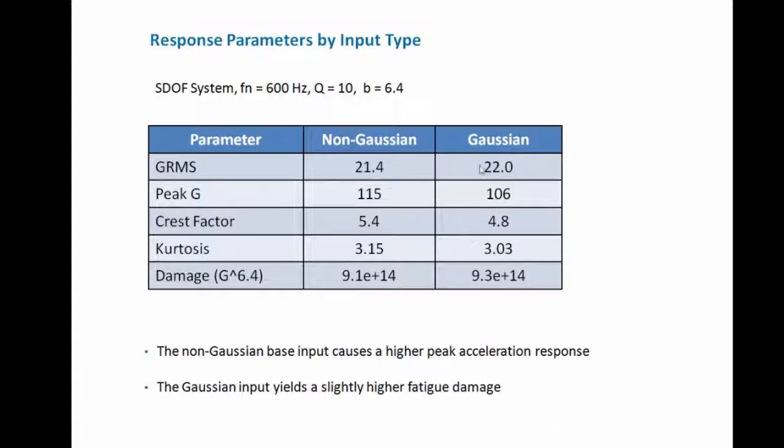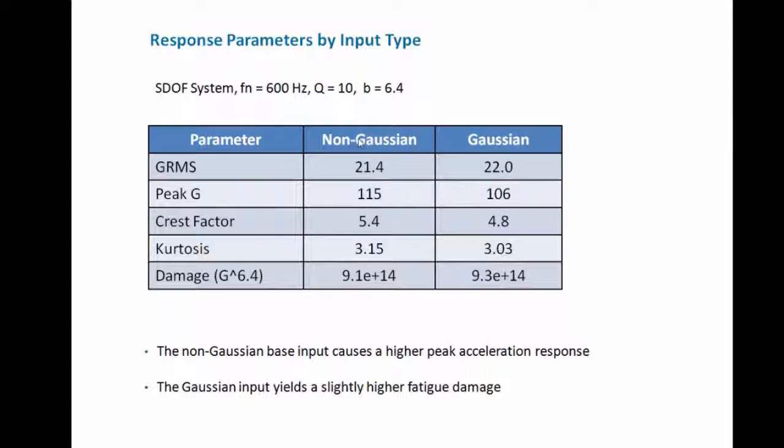For the kurtosis, for the Gaussian input, the response did a little bit better job of also having a Gaussian response. And for the non-Gaussian base input, the response at 600 Hertz, Q is equal to 10, had a kurtosis that was approaching the Gaussian ideal, didn't quite make it, but was very close. Now this damage metric that we looked at was G raised to the power 6.4, very similar, but we give the edge to the Gaussian input case. Again, these numbers are for the response of the single degree of freedom oscillator, 600 Hertz, Q is equal to 10, B is equal to 6.4.